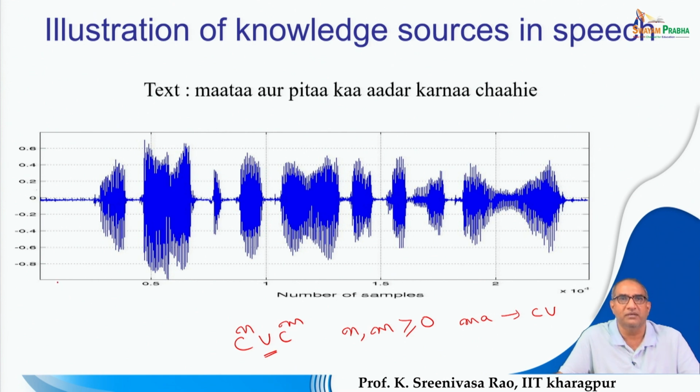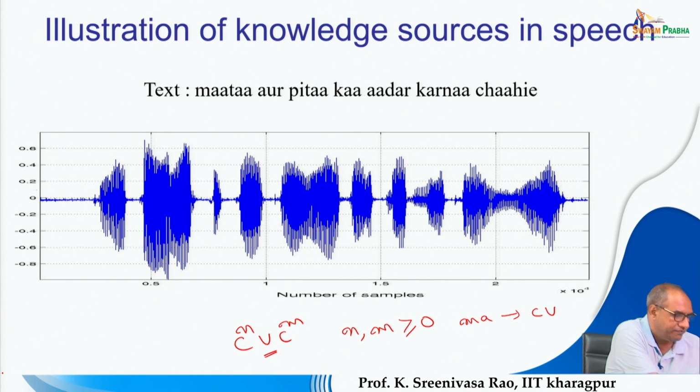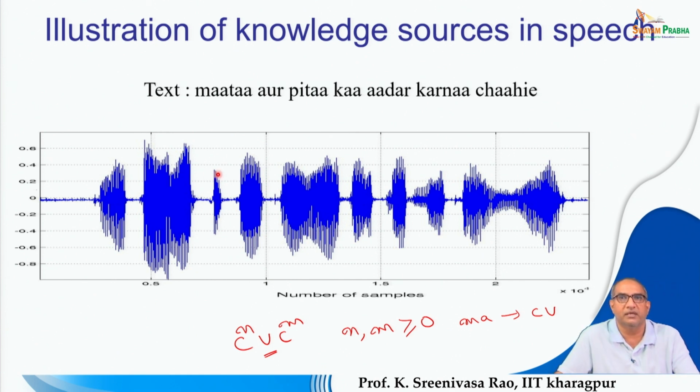As I mentioned here, this is the speech signal corresponding to the sentence "mata or pita ka adar karna chahiye", plotted as a time domain representation of the signal. The number of samples plotted here is about 2.5 into 10 power 4, that means there are 25,000 samples present in this display.